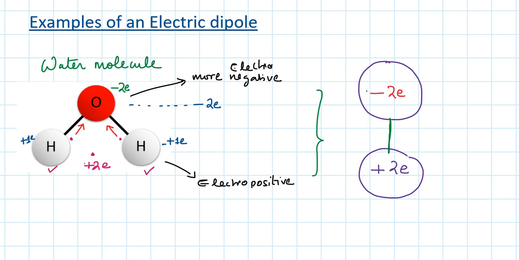The dipole length, the separation of the centers of charge of the water molecule, can be calculated. According to the website of ResearchGate, the bond angle between the two hydrogens is approximately 104 degrees, and the separation between a pair of oxygen and hydrogen is approximately 0.1 nanometers.